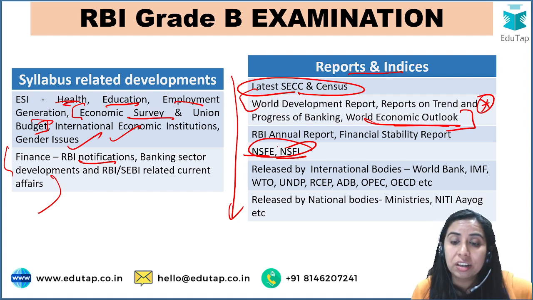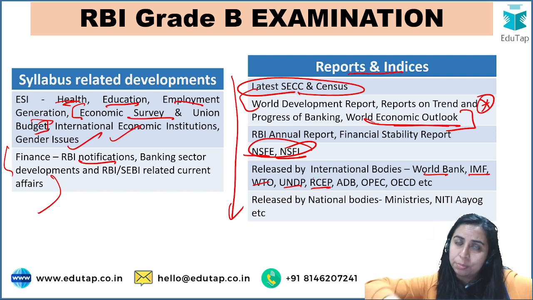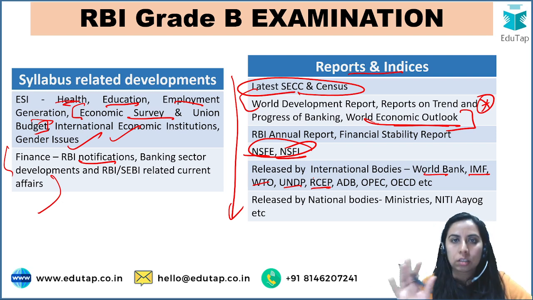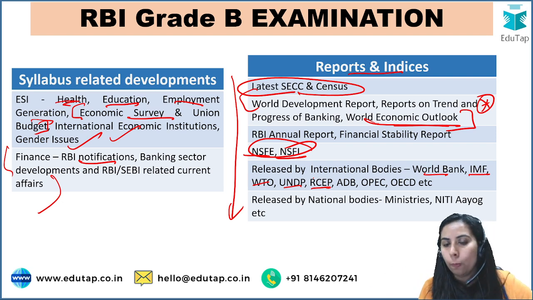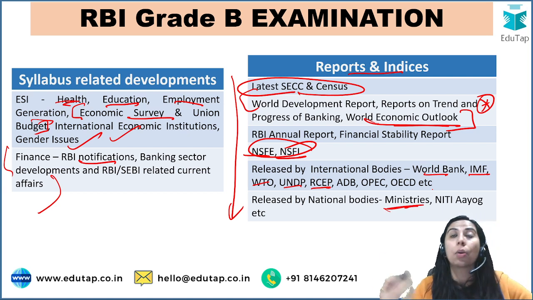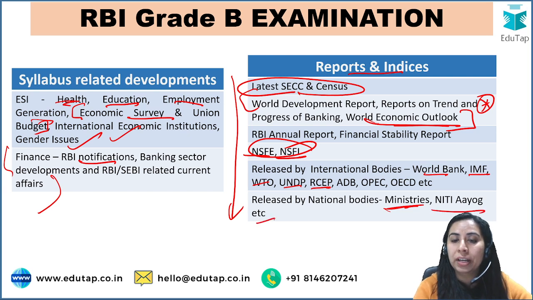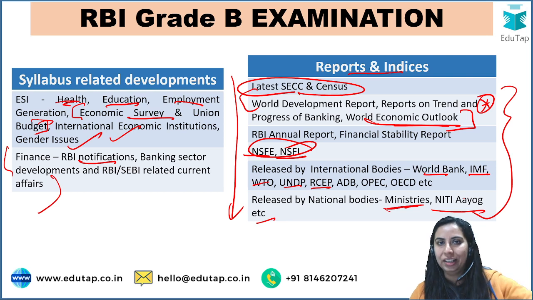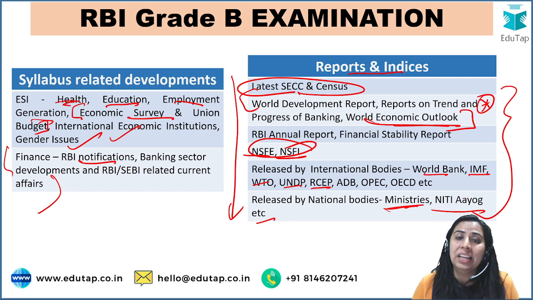Then reports which are released by bodies like World Bank, IMF, WTO, UNDP, RCEP, etc. जो भी international bodies syllabus में हैं या फिर which are impacting the economy of our country. Even for that matter, employment या education of our country या health of our country. Then national bodies की report, various ministries come up with any report. स्वच्छ भारत वो चलता है ranking, स्वच्छ भारत ranking है ना, सर्वेक्षण. नीति आयोग comes up with so many indices, reports, etc. So all these are relevant for phase 1, right? Of course, phase 2 में तो काम आ ही जाएगा.